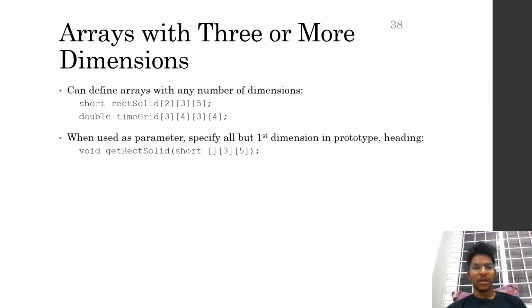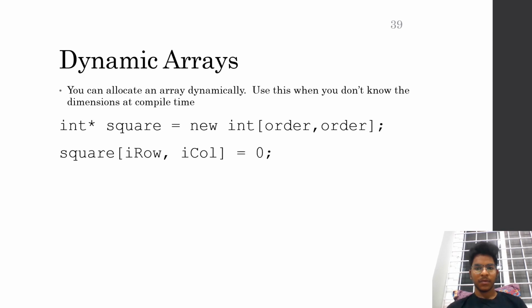Arrays with three or more dimensions. We can define arrays with any number of dimensions. When used as a parameter, specify all dimensions except the first in the prototype heading. Dynamic arrays: you can allocate an array dynamically.